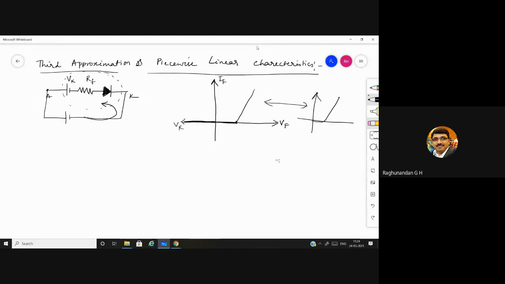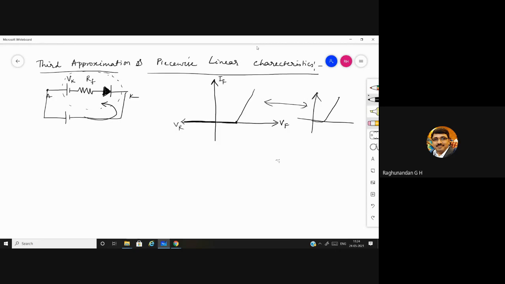At least to some extent. Yes, sir. So now the output of this approximation matched almost with the practical characteristics.